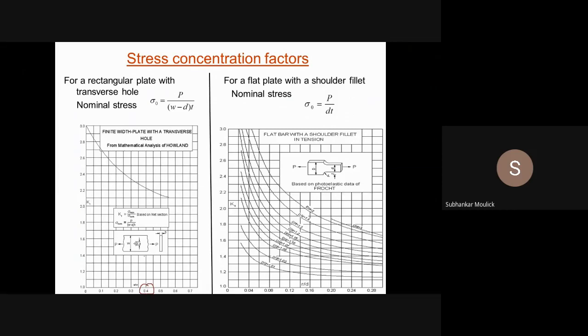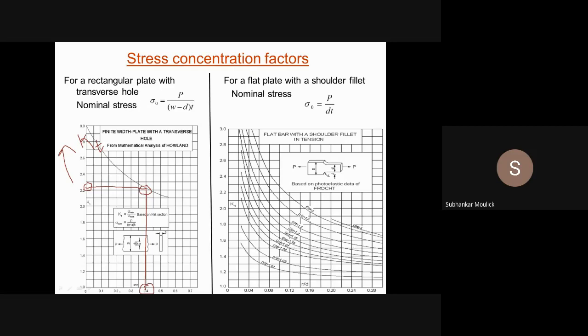From this 0.4, I have to go vertically upward in such a way that it should intersect that curved line. This is that curved line. From this point, I need to go in negative x direction till the positive y axis. That is this particular value. This value will be the value of Kt corresponding to the 10 diameter hole, and it is lying between 2.2 and 2.3. So you can take the approximate value as 2.22 to 2.24. Yes or no?